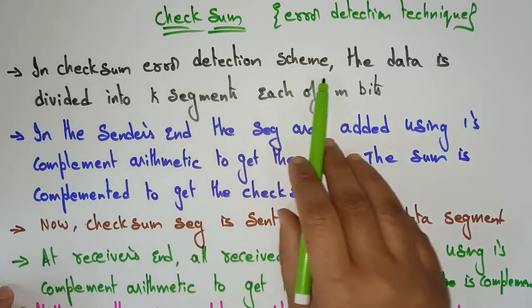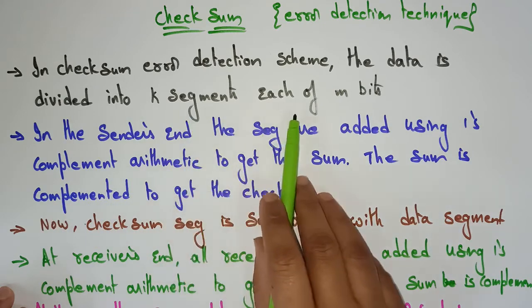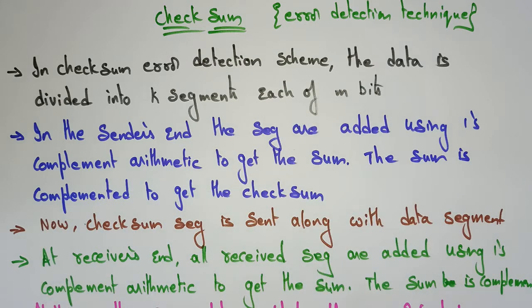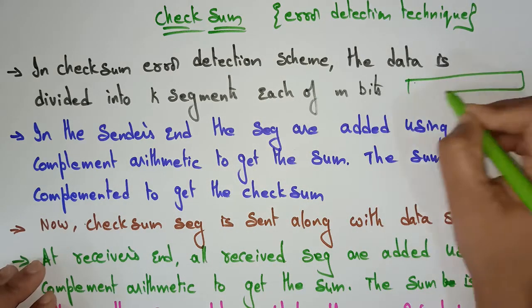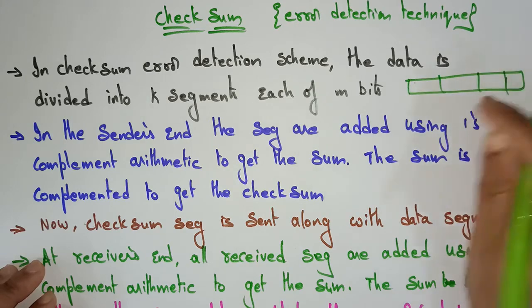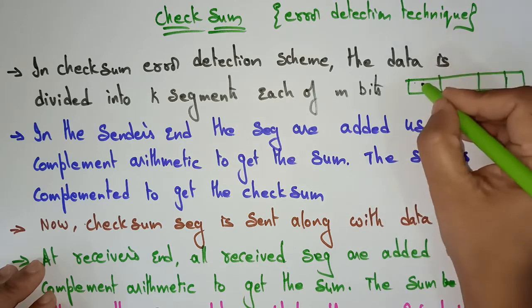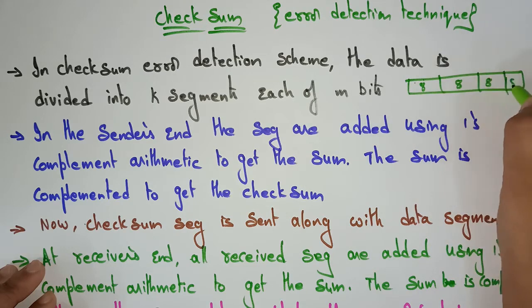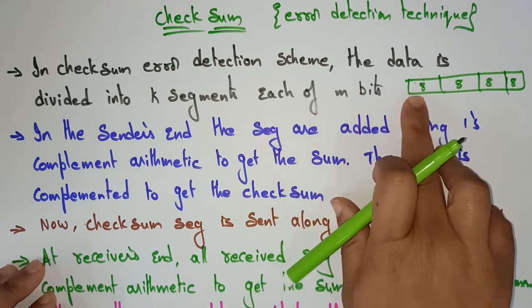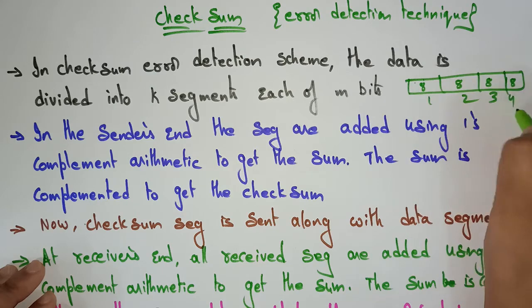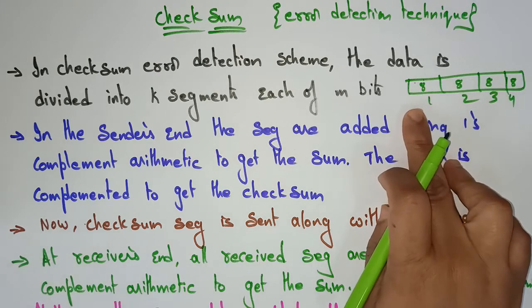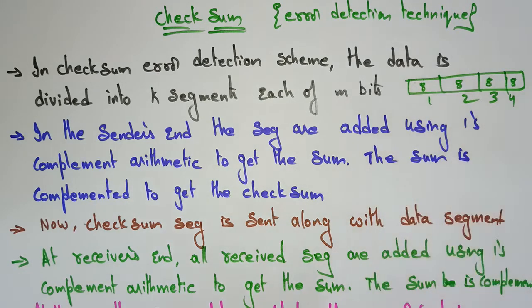In the checksum error detection scheme, the data is divided into k segments, each of m bits. Suppose you have a big data consisting of ones and zeros; this complete data is divided into k segments. Each segment has m bits. Let's take 8 bits, 8 bits, 8 bits, 8 bits, like that. So here there are 4 segments, each having m bits. So divide the data like this.